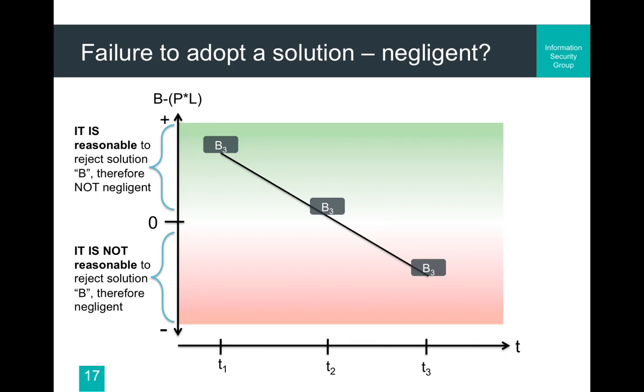So, as we see here, this is the straight line figure of the reduction in B minus PL over time. Let's call this function X. You can see on the timeline that I've now labeled these various times as time t1x, t2x, and t3x. Time t2x is the time I want to focus on because this is more or less where the decision to adopt this solution crosses the line from being reasonable to being negligent.